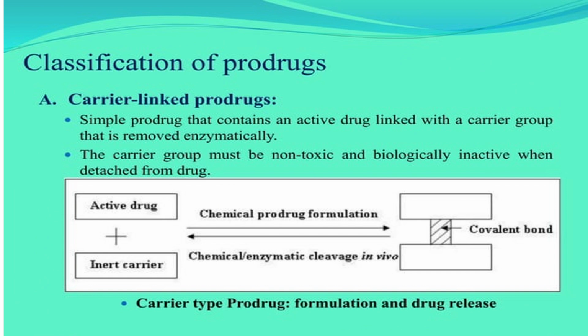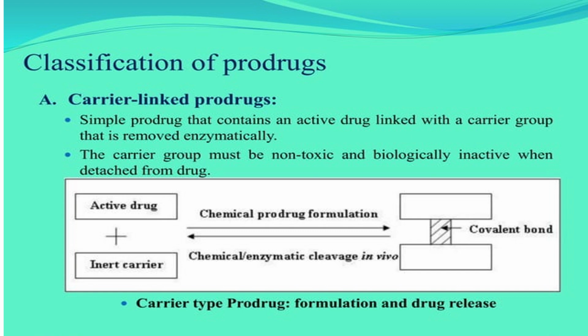This carrier-linked prodrug is nothing but a simple prodrug that contains an active drug which is linked with the carrier group, and that carrier group, after the drug reaches the target location, is removed enzymatically. So the prodrug contains an active drug which is linked with the carrier group. Now this carrier group simply carries the drug molecule across the biological membrane.